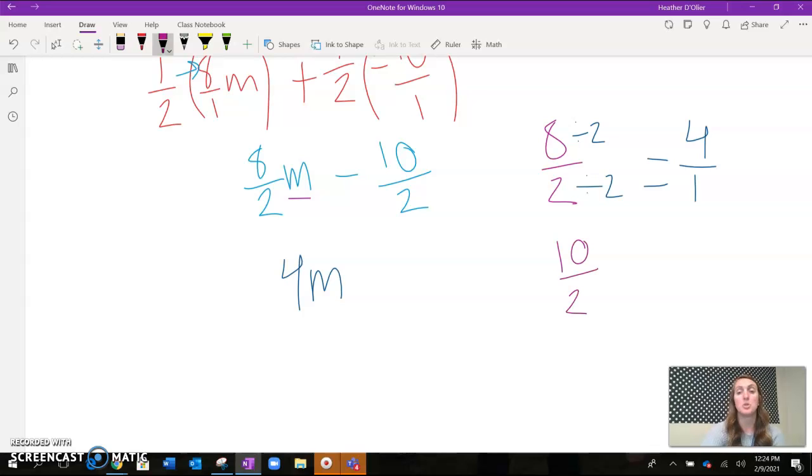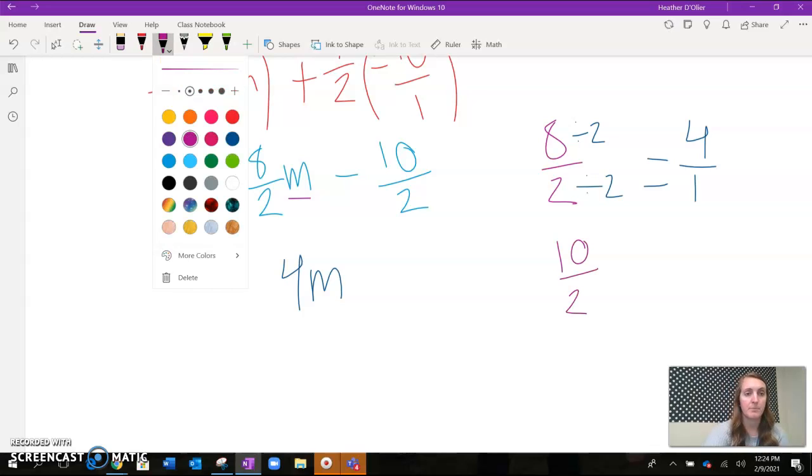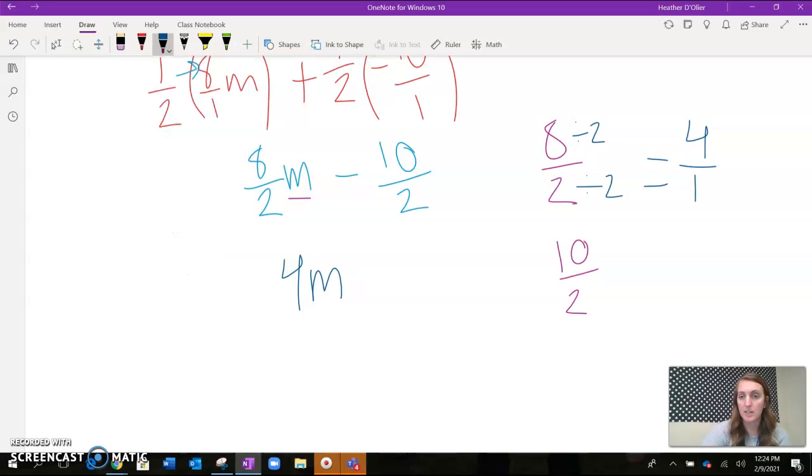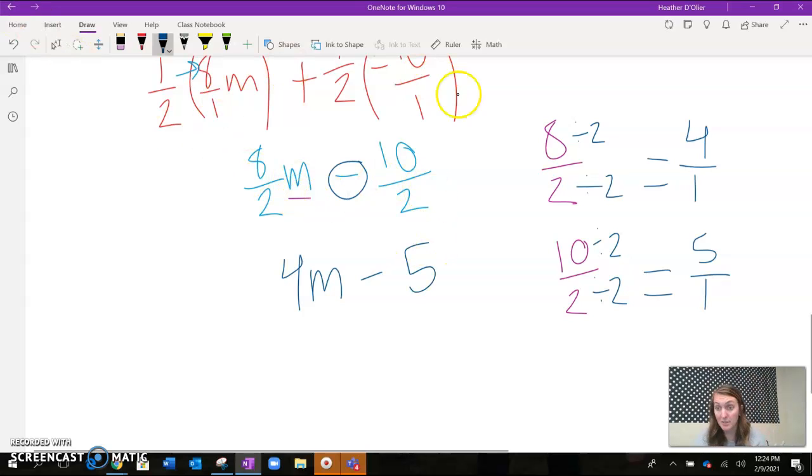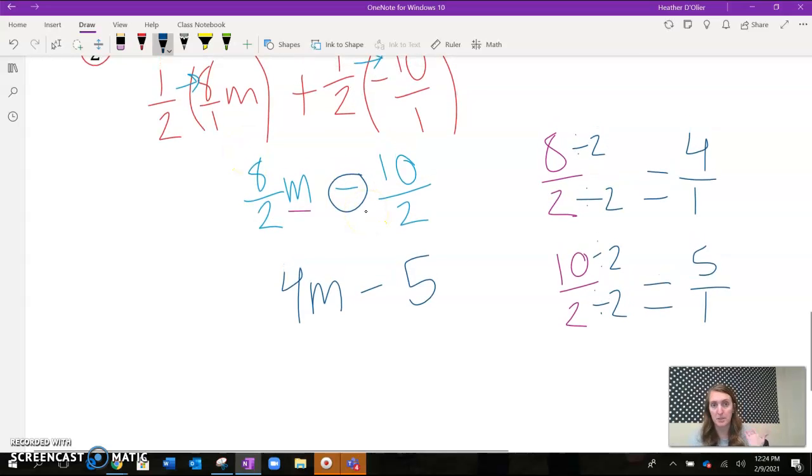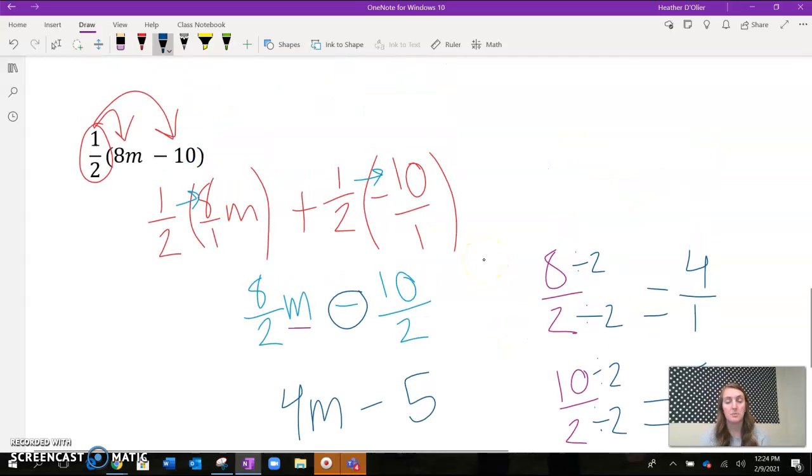Then I'm going to do the same thing with the 10 halves. 2 can go into both of them again. I'm going to divide both by 2, top and bottom. And I get 10 divided by 2 is 5. 2 divided by 2 is 1. And it's a negative. Don't forget that negative symbol. Negative 5. Also, fun fact, when you just multiply by a half, you're finding half of the number. But I really wanted to show that multiplication of the fraction just in case it's not a half. Maybe it's a fourth. Maybe it's 3/5. But we can do this.